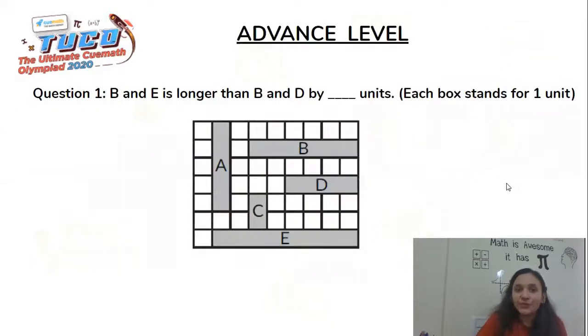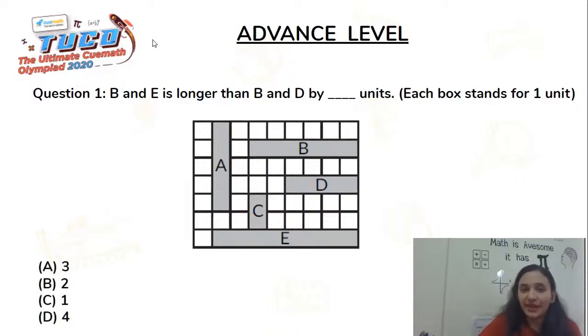With this, we move on to some advanced level questions here, and let's quickly see. So it says here, B and E is longer than B and D by how many units? Each box here in the grid that you see on your screen stands for 1 unit. So let's see the options. These are the options that we have.